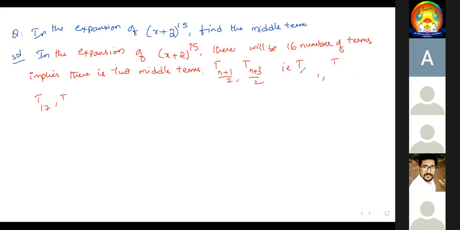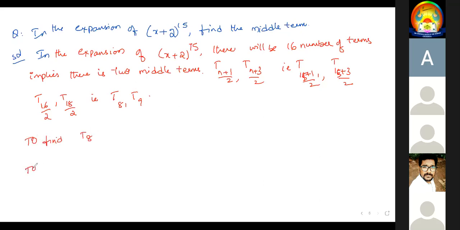So 16, 16 plus 1 by 2 comma 16 plus 3 by 2. The n value is 15. So 15 plus 1 is 16, 16 by 2, how much will it become? It is 16 by 2 comma 18 by 2. That is T8 comma T9, the middle terms.